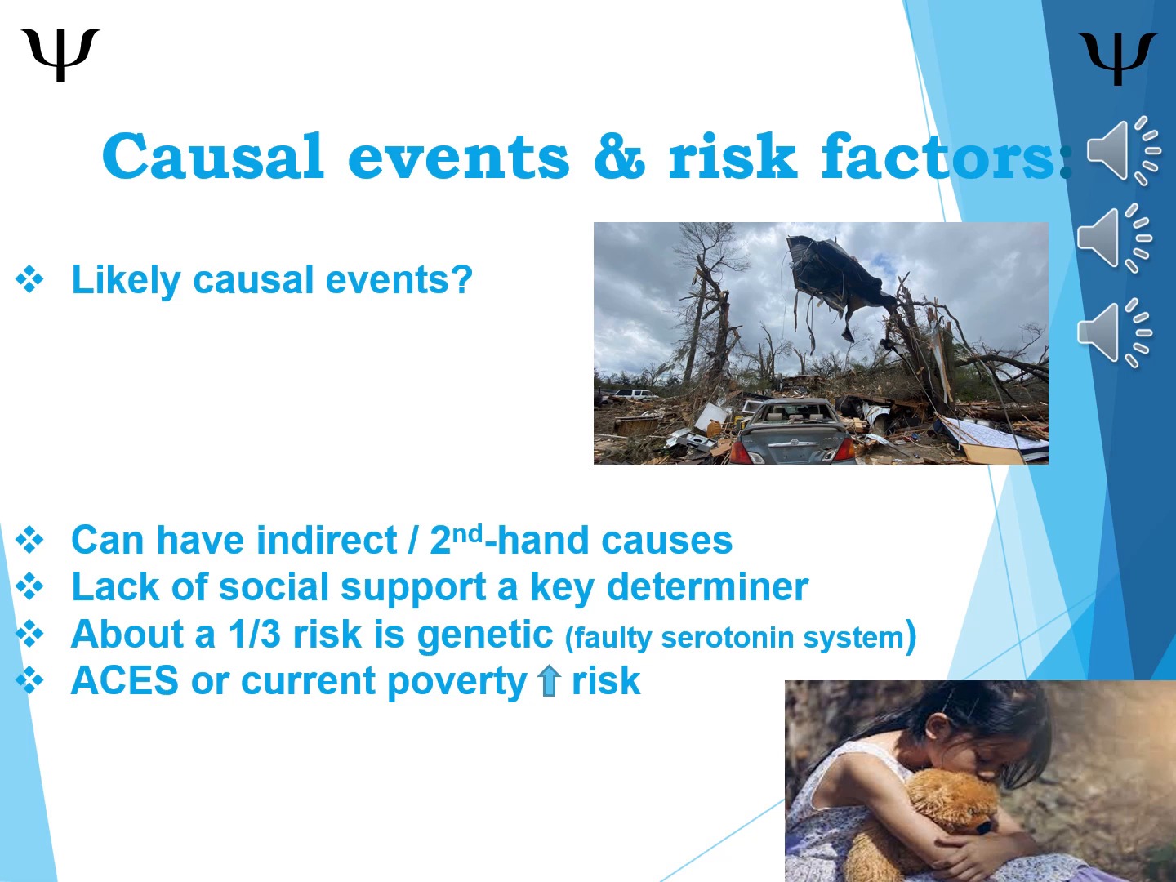As we know, it can have indirect causes, such as the stress experienced by first responders or therapists, or a close relative who is directly told all the details. Lack of social support is a key determiner of who develops PTSD and who does not. Studies indicate that about a third of the risk is genetic. Apparently that person possesses a faulty gene related to their serotonin neurotransmitter system. ACEs, or current poverty, is also a risk.